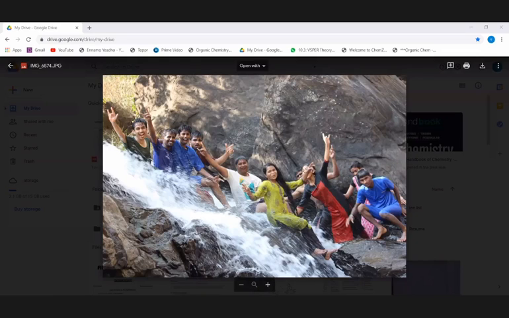We are a group of friends, and these are the four idiots who took us into water. So don't ever trust your friends when you are going for a trek. Always have your backup plan.